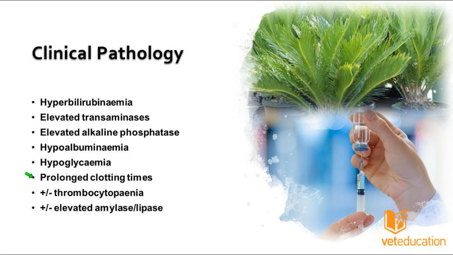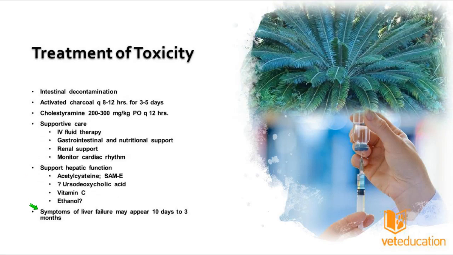Clotting times can become prolonged because the liver is the primary source for most clotting factor production in the body. And we can also have patients that develop disseminated intravascular coagulopathy if their liver disease is really severe, and that can be associated with significant inflammation, and that can trigger off DIC. And we can also sometimes end up with patients that develop pancreatitis as a result of cycad toxicity also.